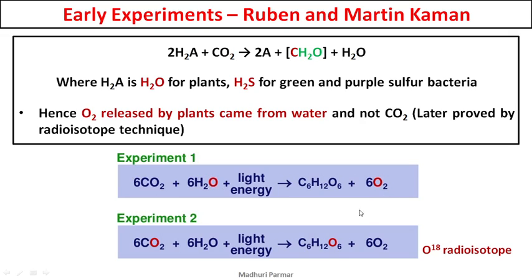To be sure, they did another experiment. They took radioactive oxygen labeled carbon dioxide, added normal water, gave light energy, and saw that the carbohydrate turned radioactive while the oxygen was not radioactive. This again proved the same point, that oxygen was not coming from the carbon dioxide, but rather from water. Clear?